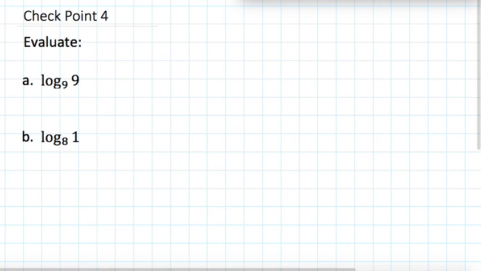So next you should do checkpoint problem number 4. Do this in your notes, check your answer, and then you can do the homework for this section.